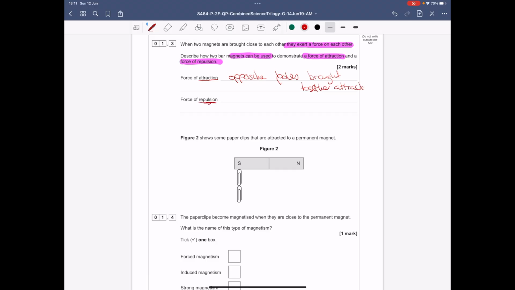Now the force of repulsion happens when you get 2 like poles or 2 similar poles brought together, e.g. north and north, and south and south.